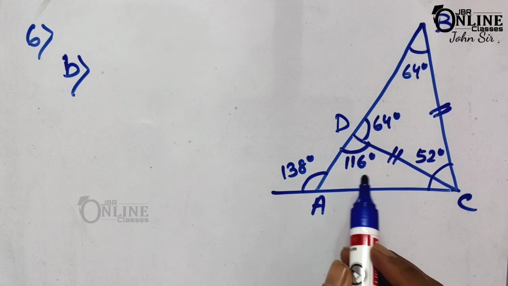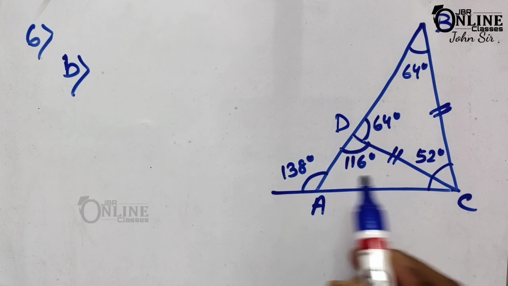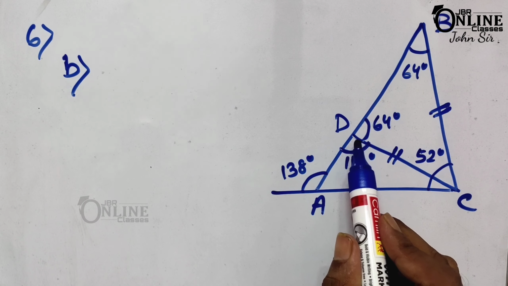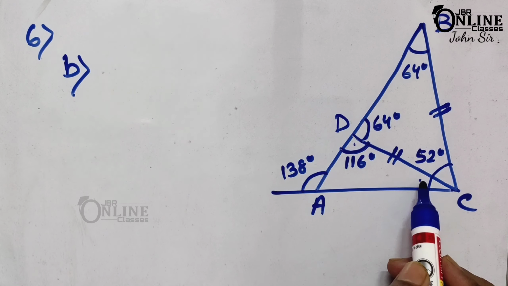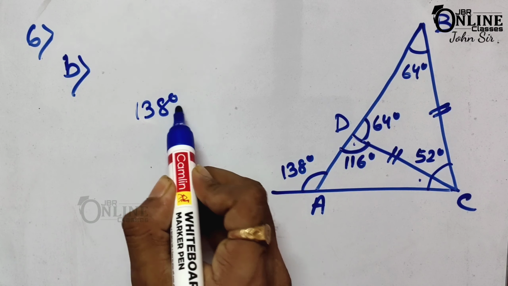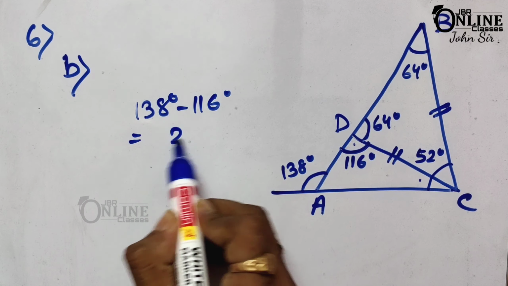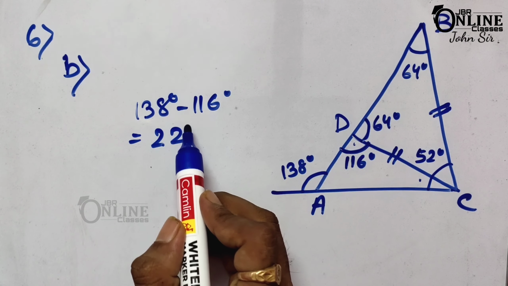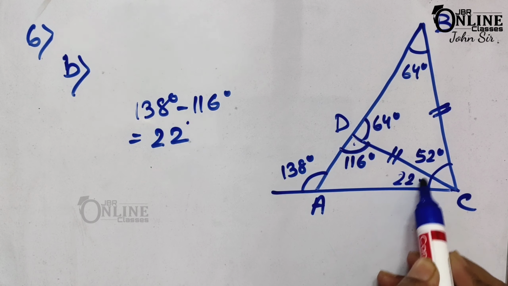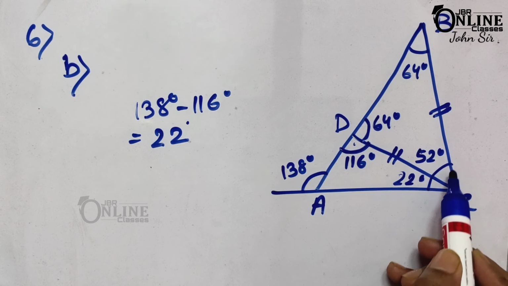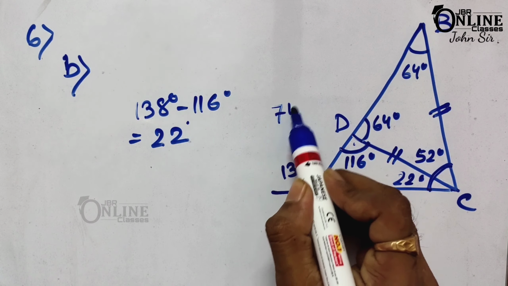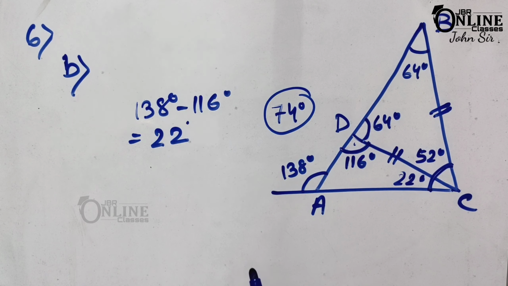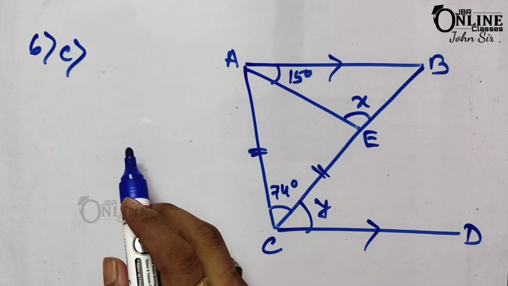Now in this triangle, this one is the exterior angle, so that means the addition of this one and this one will be 138. So if this one equals 116 degrees, then you can easily find out this one. So 138 minus 116 equals 22 degrees. So this one equals 22 degrees. Now you have to find out the whole angle, that means 52 plus 22, so that equals 74 degrees as your answer.